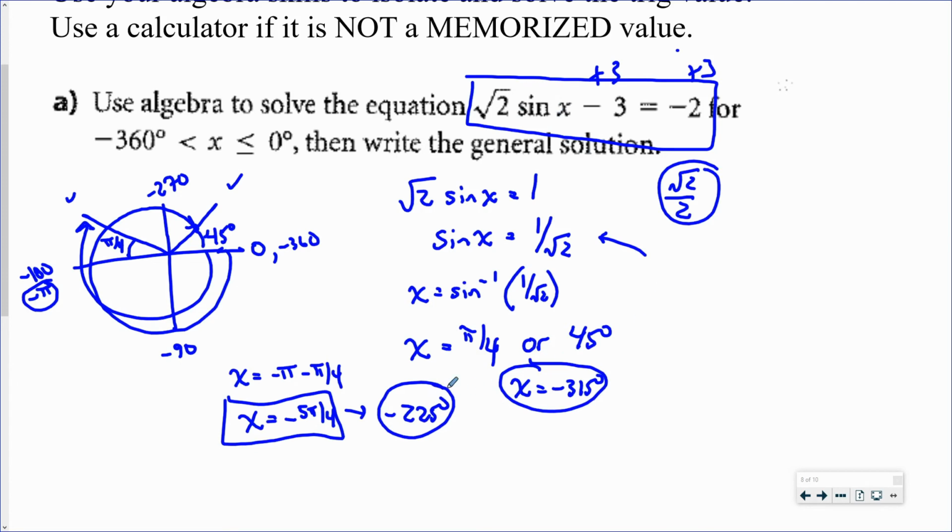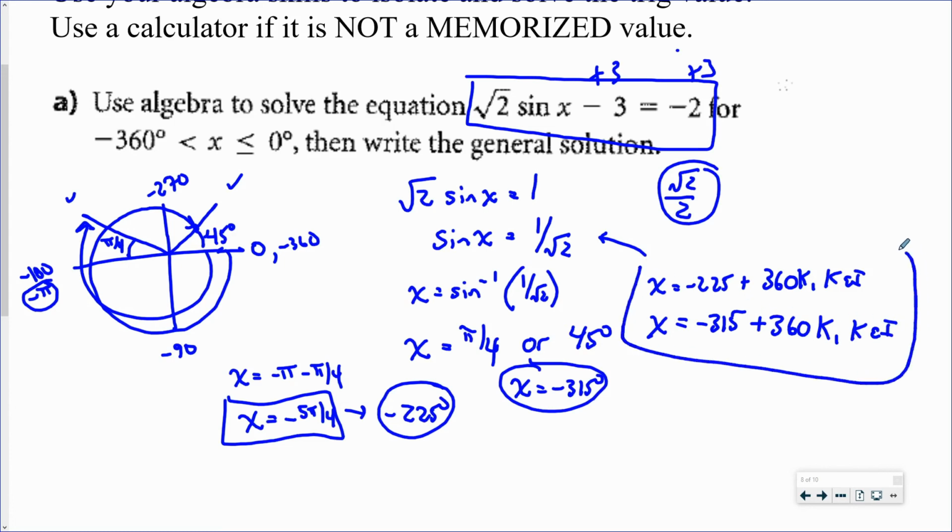So what you can do is take your first answer, and you can say x equals negative 225 plus 360k, right? 2 pi k. k is an element of the integers. Then again, plus 360k, k is an element of the integers.